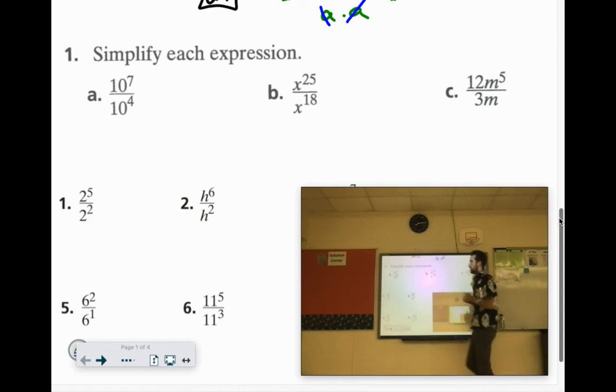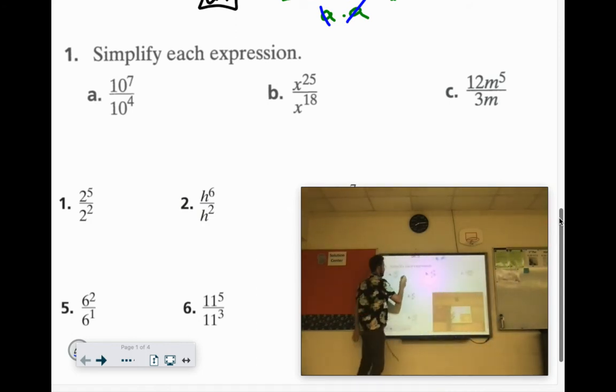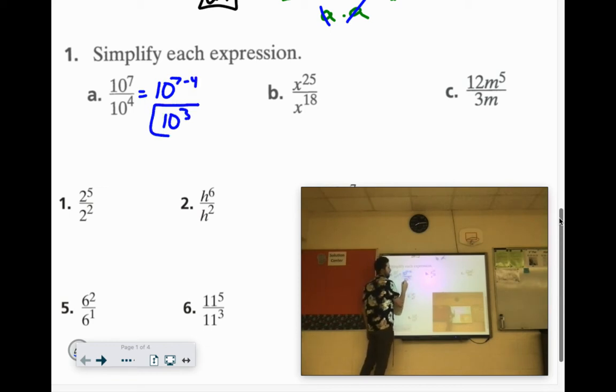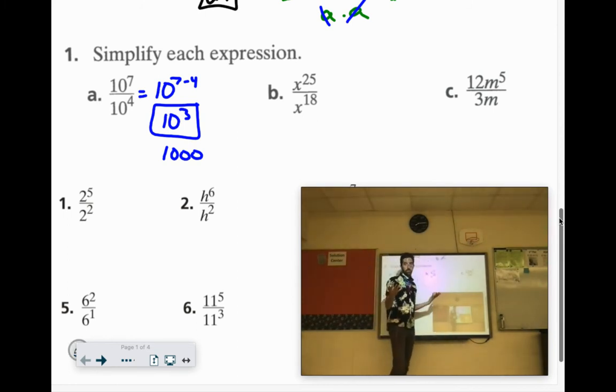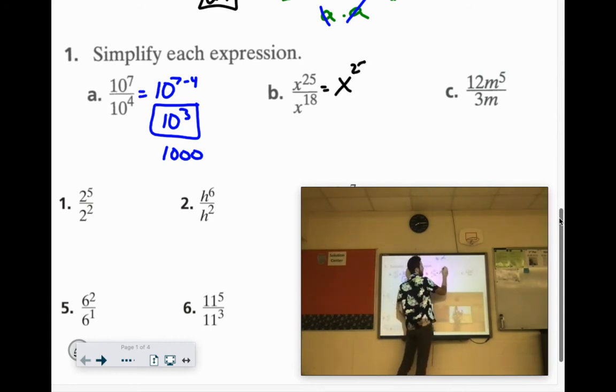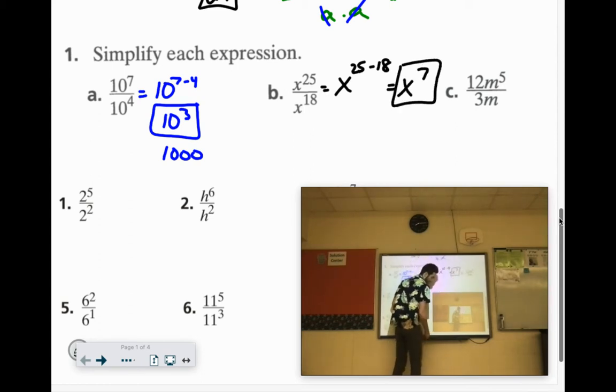All right, so 10 to the 7th over 10 to the 4th, subtract the exponents. 7 minus 4 is 3. So 10 to the 3rd, or 1,000, right? If it's 10 to the something power, it just means that many zeros, essentially. X to the 25th over x to the 18th. Now this is where it's actually very beneficial to know the rule of exponents, because you don't want to write 25 x's in the numerator and 18 x's in the denominator. So if we just subtract 25 minus 18, we're left with 7, x to the 7.